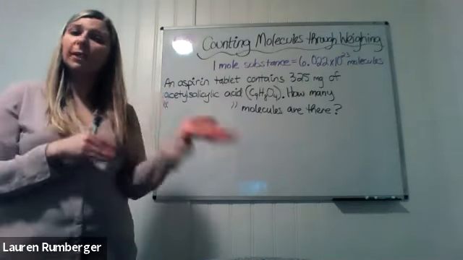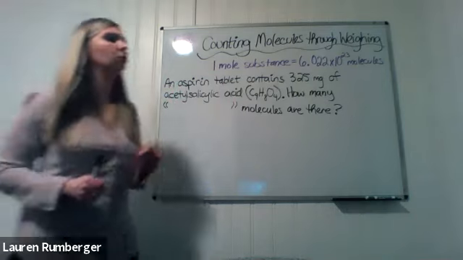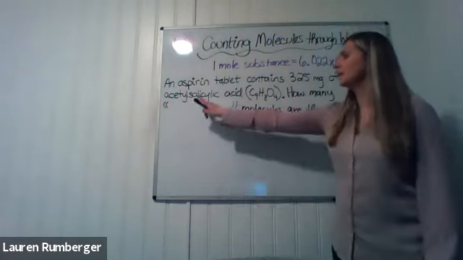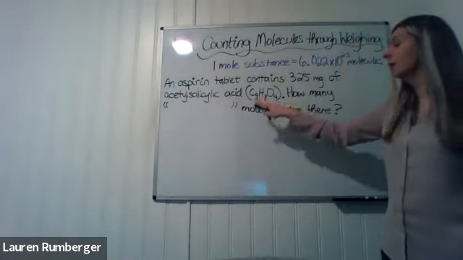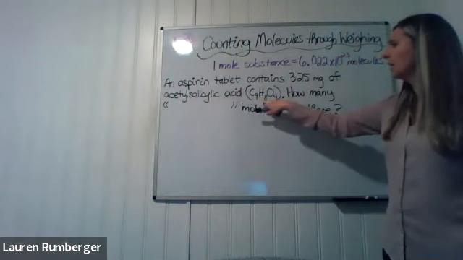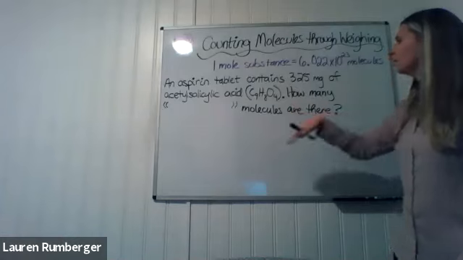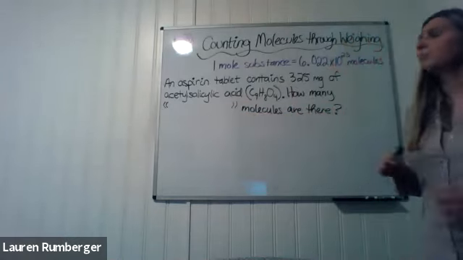Okay, so let's read this question. It says, an aspirin tablet contains 325 milligrams of the active ingredient acetylsalicylic acid, which has a chemical formula of C9H8O4. The question asks, how many acetylsalicylic acid molecules are there?